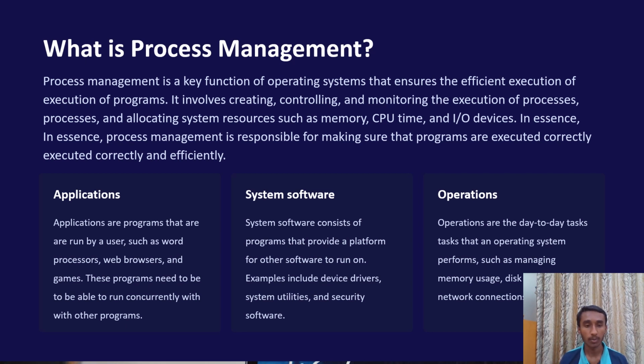What is process management? Process management is a key function of the operating system that ensures the efficient execution of programs. It involves creating, controlling, and monitoring the execution of processes and allocating system resources such as memory, CPU time, and input-output devices. In essence, process management is responsible for making sure that programs are executed correctly and efficiently.